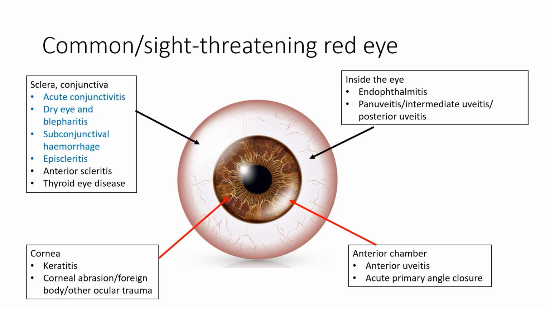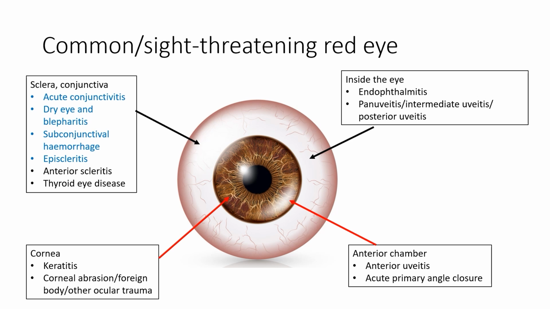On the cornea, you have infections of the cornea, that is what we call keratitis, corneal ulcer, corneal abrasion, foreign body, and also other ocular trauma. Now, on the inside of the eye, you have acute primary angle closure, uveitis, and also endophthalmitis. Other rarer types of uveitis could also happen in the eye.